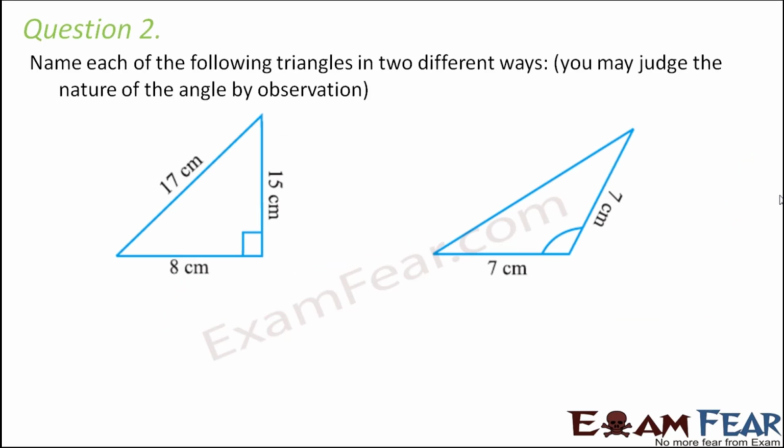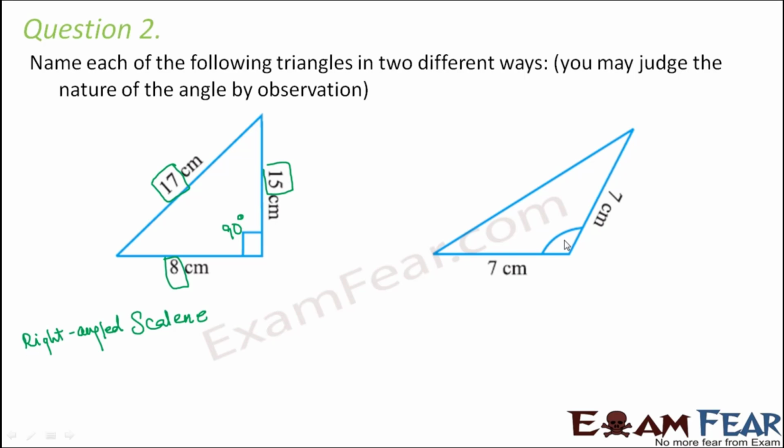Question number 2. Name each of the following triangles in two different ways. You may judge the nature of the angle by observation. Okay, so just by observation we have to tell which triangle is of which type. So the first triangle, we see all the measurements of the three sides are different. So that means this is a scalene triangle. But at the same time regarding the angles, we see that there is one angle which is 90 degrees. So that means this is a right angled scalene triangle.